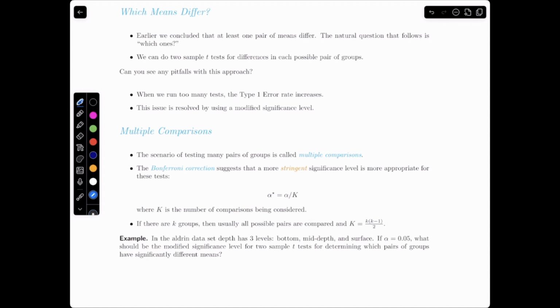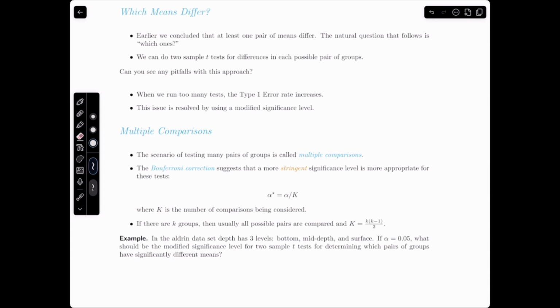So earlier we concluded that at least one pair of means differ. The natural question that follows is which ones? We can do two sample t-tests for differences in each possible pair of groups. But can you see any pitfalls with this approach? If we run too many tests, the type 1 error rate increases. This issue is resolved by using a modified significance level.